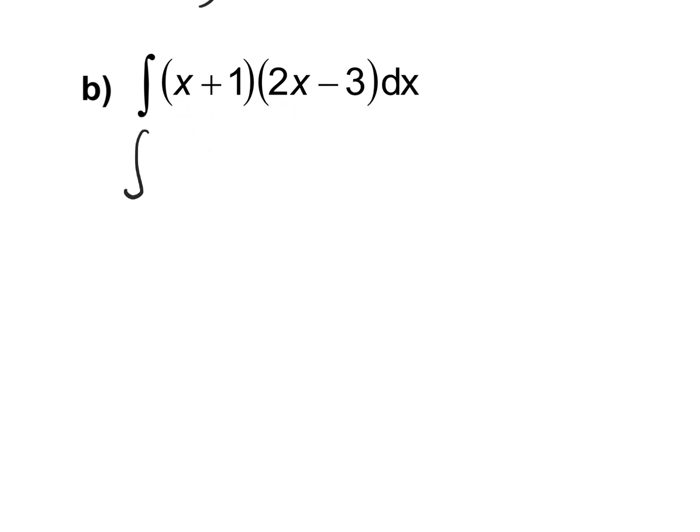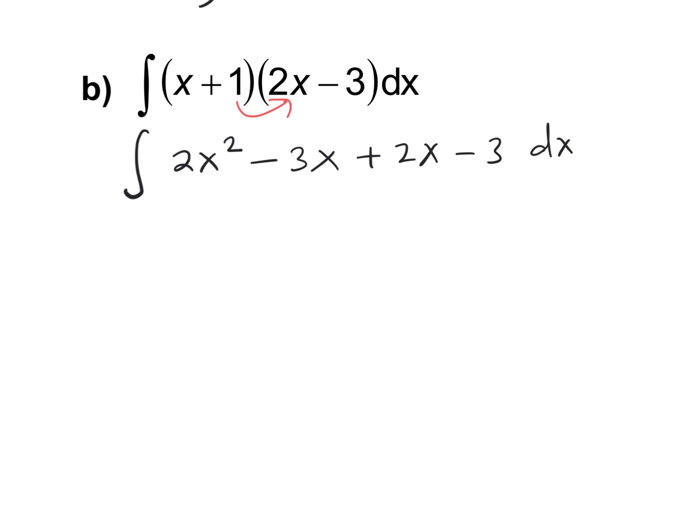So it should be x with this 2x, then you will get 2x squared. Okay. Then you have this x with -3, which gives -3x. Next is 1 and 2x. Here you will get plus 2x. And the last one should be 1 and -3, which gives -3 dx.